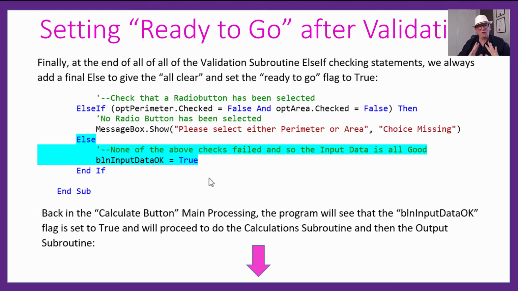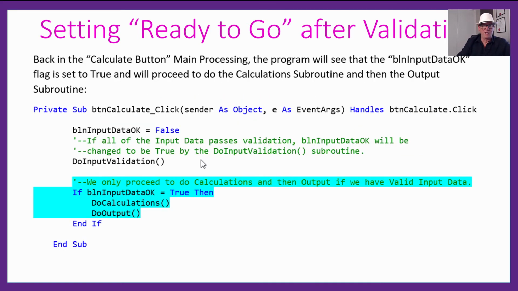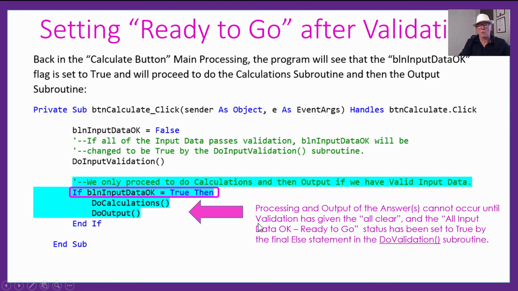So once it's finished validation and it gets this all clear, yep, validation's all done, it automatically goes back up to the main BTN calculate main module, just like checking the recipe, what do I do next? So the next thing it does is the calculations. All right, so it'll come back up to this main button calculate module, and it will see that input validation's done, everything's all clear, it says the data is okay now, and so it goes off and does calculation, does output, which are separate subroutines in the program.